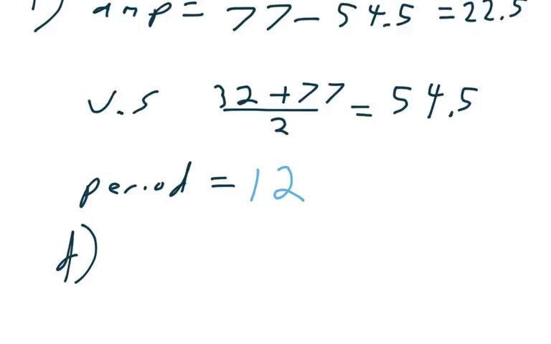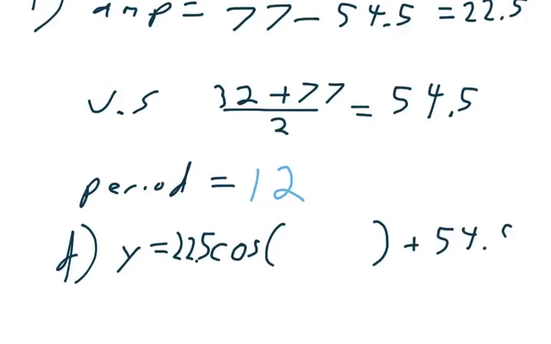Then letter D, they're asking for us to make a sinusoidal function that models the monthly behavior using t equals 1 in January. So having done that, we are going to do y equals, and we're going to use cosine because we're going to use the maximum. And so I'm going to have 22.5 here plus 54.5 over here, and then I need to get the middle.